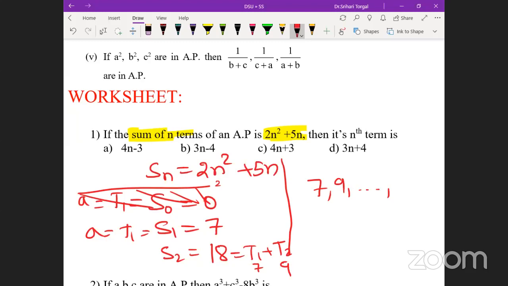Now I think you can write directly. So let me check once again. 7 plus, sorry, 11 I think. Yeah, it is 11. So then what is the difference here? 4. So it is 4n. 7 minus 4, 4n plus 3 is the answer. Option C. Option C is the right answer using that shortcut. Directly you can write the nth term.